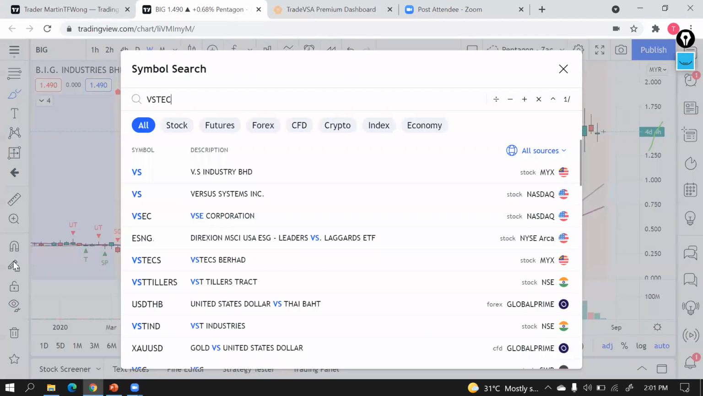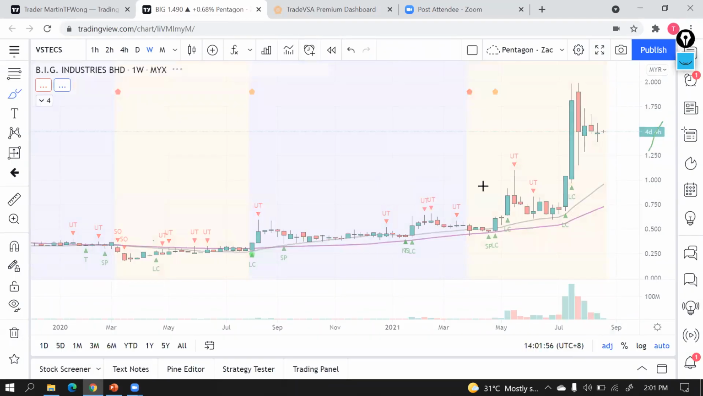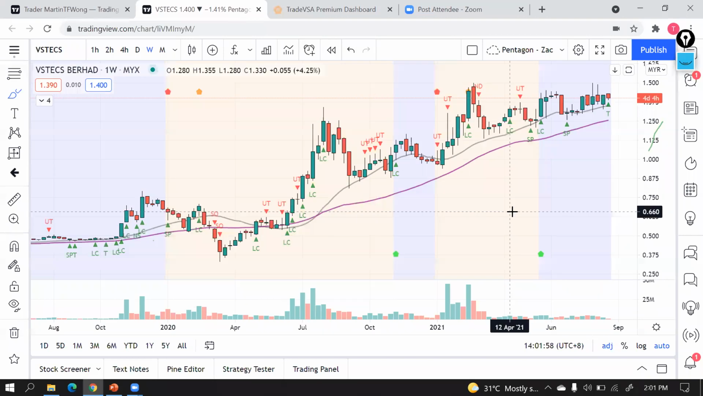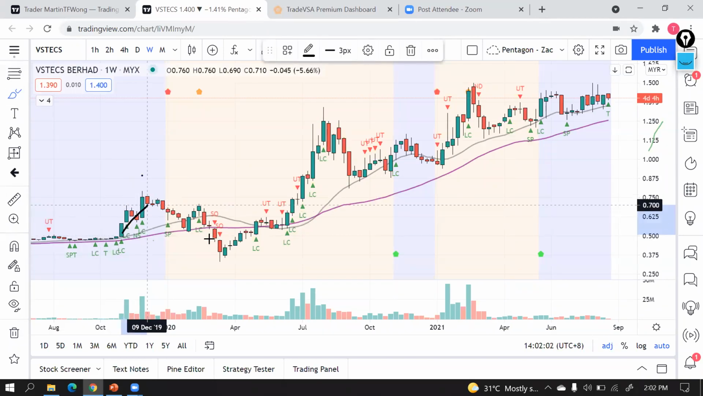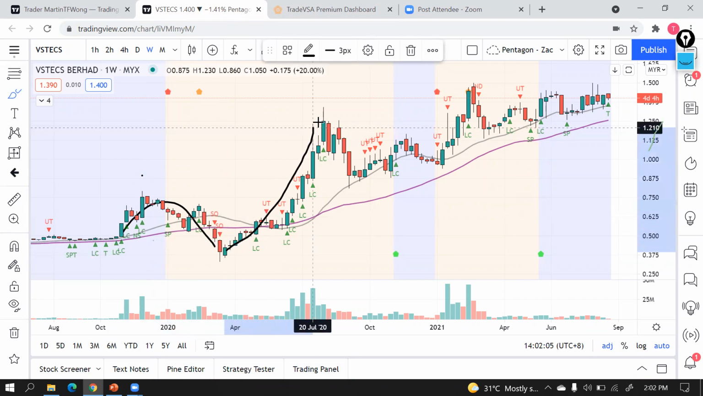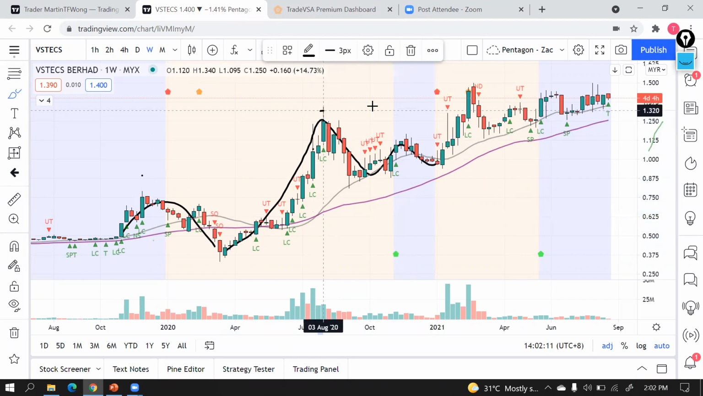I think BS tech also, if not mistaken, I try to look for a few more examples. Now this is a good example. Here it's an uptrend. If you look into the weekly chart, actually they are doing a healthy pullback, somewhere around here.